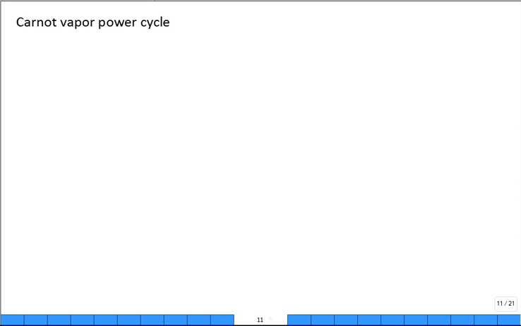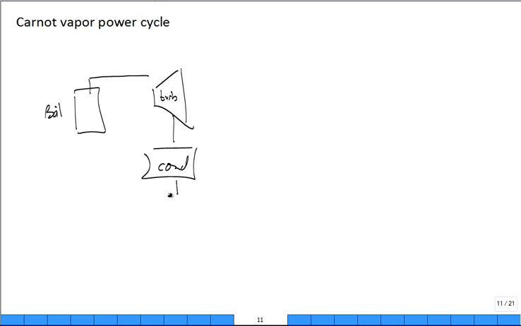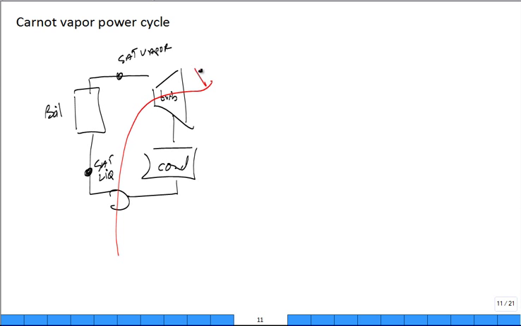So what about a Carnot vapor power cycle? We have the four basic components. Boiler. You come out of the boiler and you pass it through a steam turbine. From the steam turbine, condenser. From the condenser, pump. Four main components, true? What comes out of the boiler? Saturated vapor. All right. What goes into the boiler? Saturated liquid. Where is the high pressure side? Everything over here is high pressure. And then the condenser and everything else is on the low pressure side.